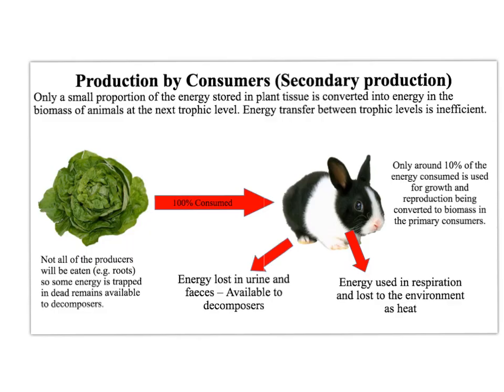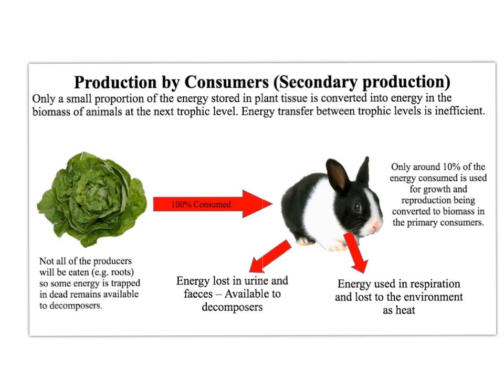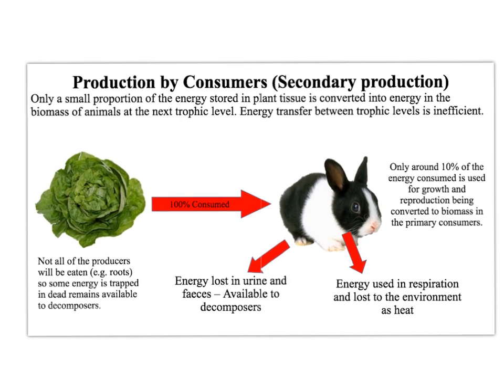So secondary production is production by consumers. Only a small proportion of the food eaten by the consumer is then available for the next trophic level. So let's say that this rabbit here eats some lettuce, and only 10% of the energy consumed is used for growth, is used to make this rabbit grow bigger. And that's the only energy available for the consumers. If another consumer came along, let's say a fox, it couldn't eat the energy that this rabbit used in respiration. It couldn't eat the energy that was lost in the feces or the urine from this rabbit. So only about 10% of what this rabbit eats is available for the next trophic level.